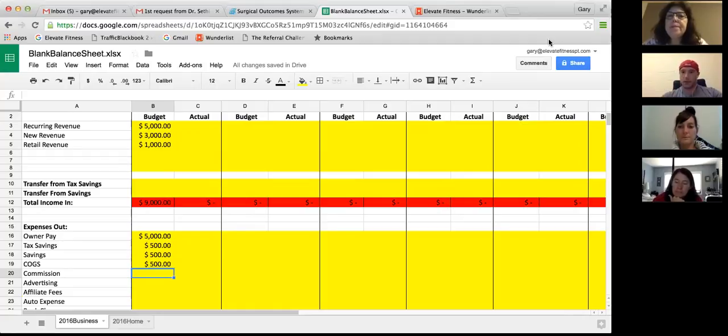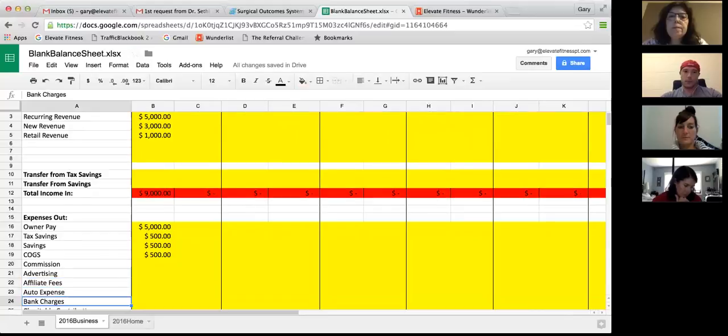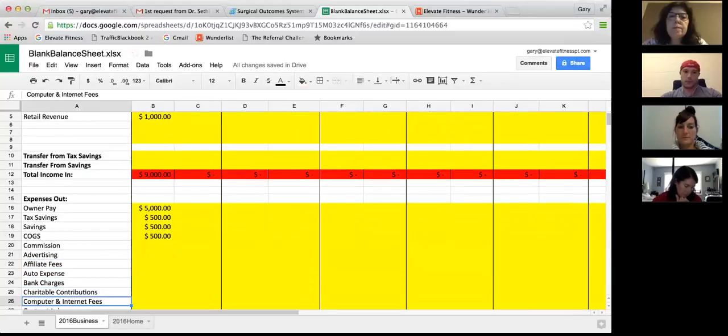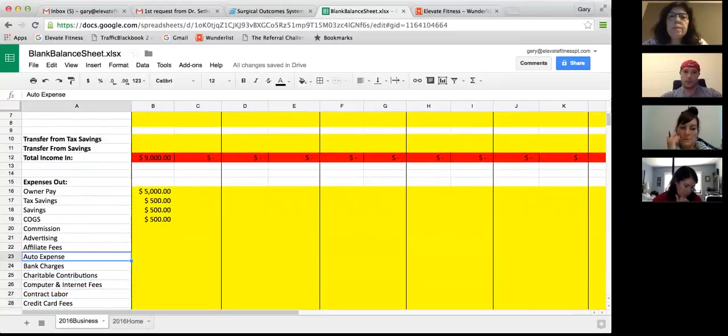Okay, the rest of these expenses are pretty self-explanatory. Let's get down to your bank charges. Those are the fees for collecting money. You're always going to get that, and you're going to have to estimate based on how well your business is doing. The more you make, the more you pay in bank charges, unfortunately, although I think I have merchant account fees in here as well, not just bank charges.